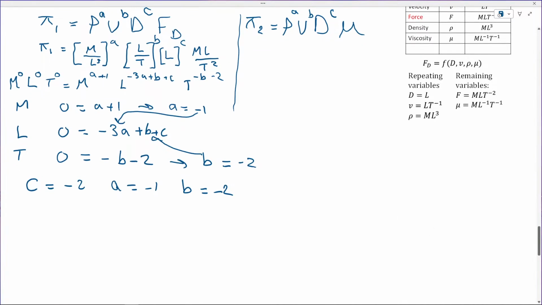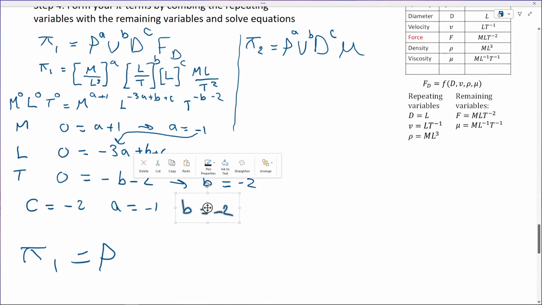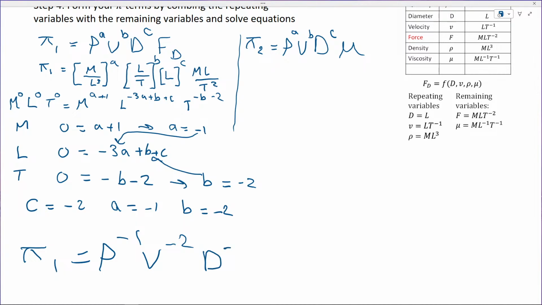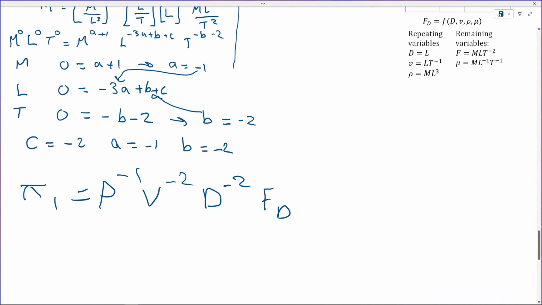So basically pi 1 will be equal to rho to the power of a. Remember, a here is minus 1, so rho to the minus 1. V to the power of b, which is minus 2, and d to the power of minus 2. And then this one does not have anything. So, wow, I got it. Can you believe this? I just got my first dimensionless term.